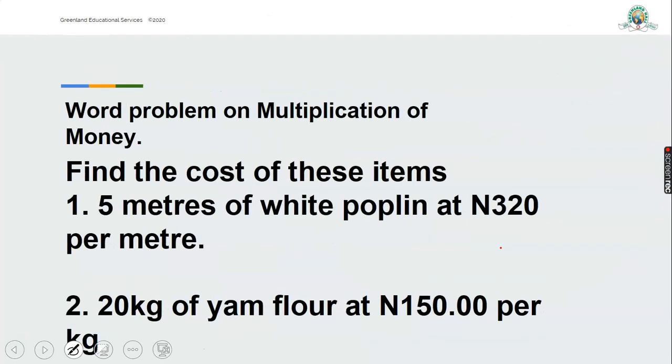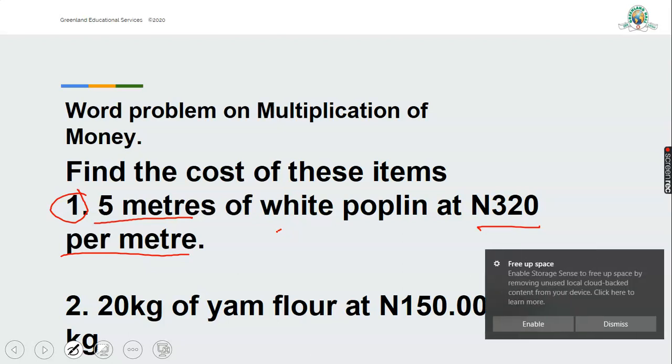Okay, now we come to word problems on multiplication of money. Look at this question. I want you to think about it very well. Find the cost of these items. That is, how much are these items? Now, the first one is 5 meters of white poplin at 320 naira per meter. That is, 1 meter is 320 naira. So if 1 is 320, how much are we going to pay for 5 meters?